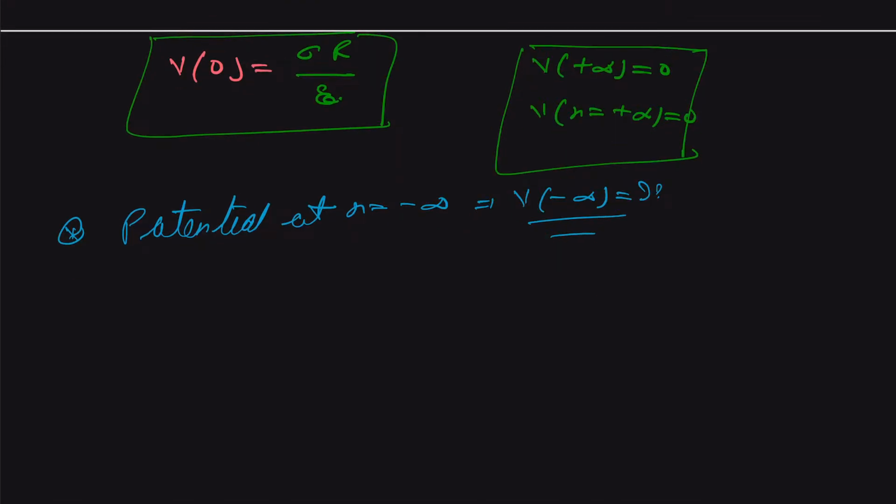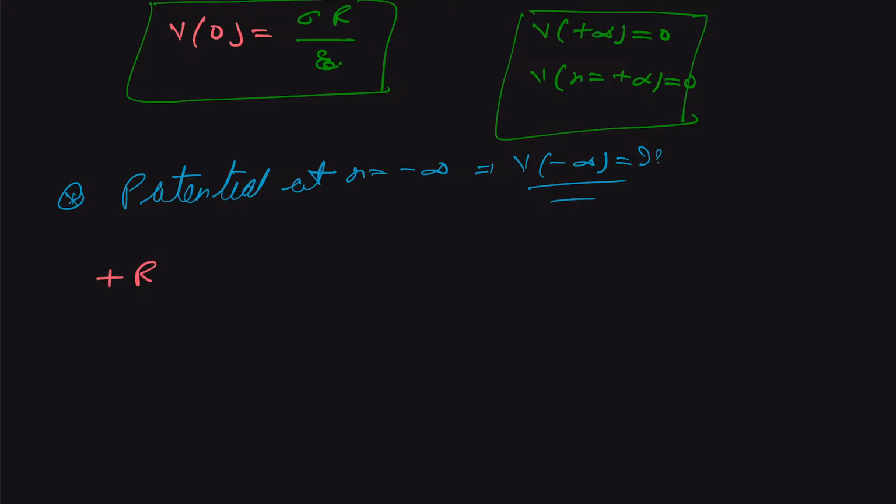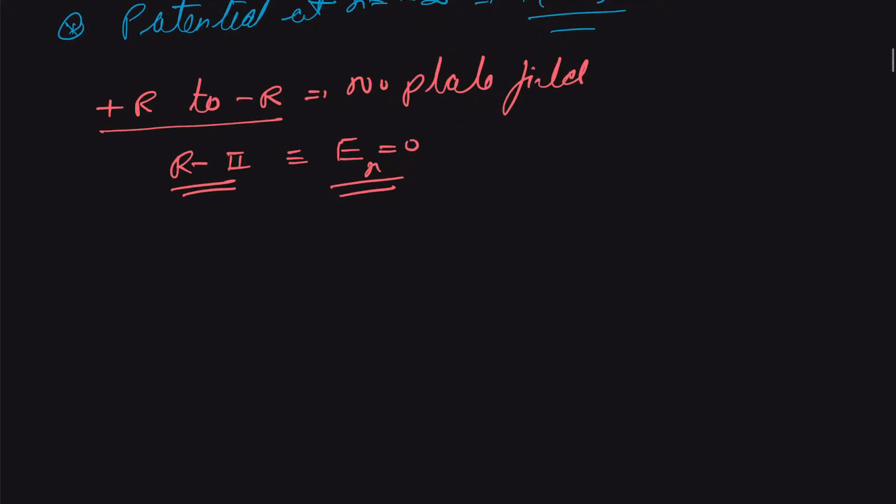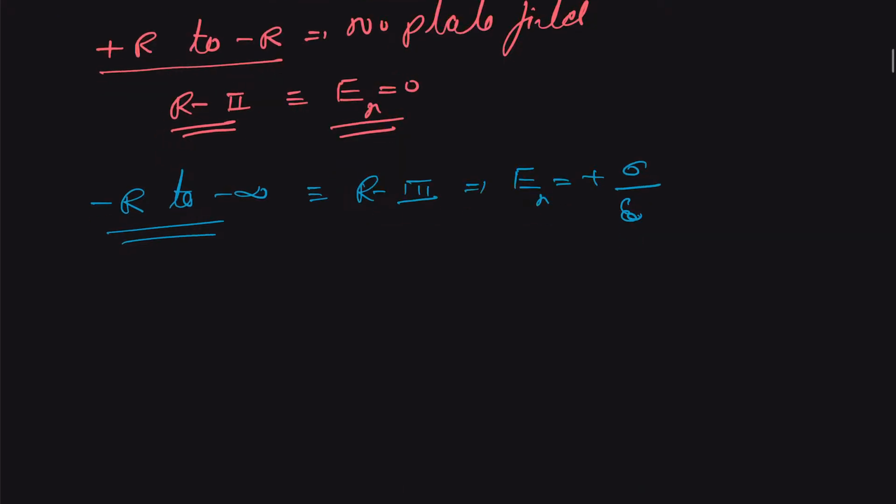And we already know that between the plates, that is for plus r to minus r, there is no plate field. Plus r to minus r is nothing but our region number 2, and in region number 2, we found out that the value of electric field is equal to 0. And now we are interested in from minus r to minus infinity. We already know that this is our region number 3, and in region number 3, the value of electric field which we calculated is plus sigma upon epsilon naught.